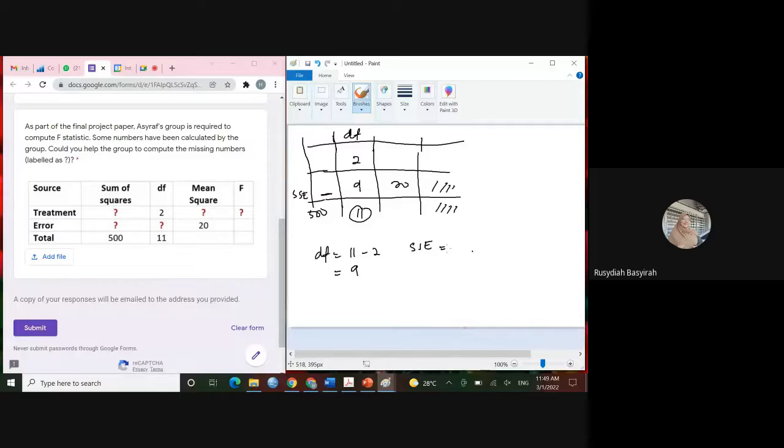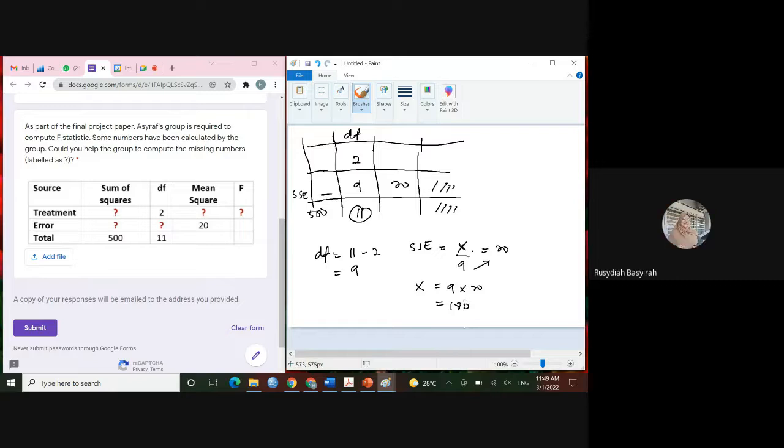Unknown divided by 9 equals 20. So x divided by 9, and then you will get 20. This is the formula. So how to get it? Just multiply this 9 with 20, so you will get the value of x. So x is 9 multiplied with 20. So what is the value? 9 multiplied with 20 is 180.